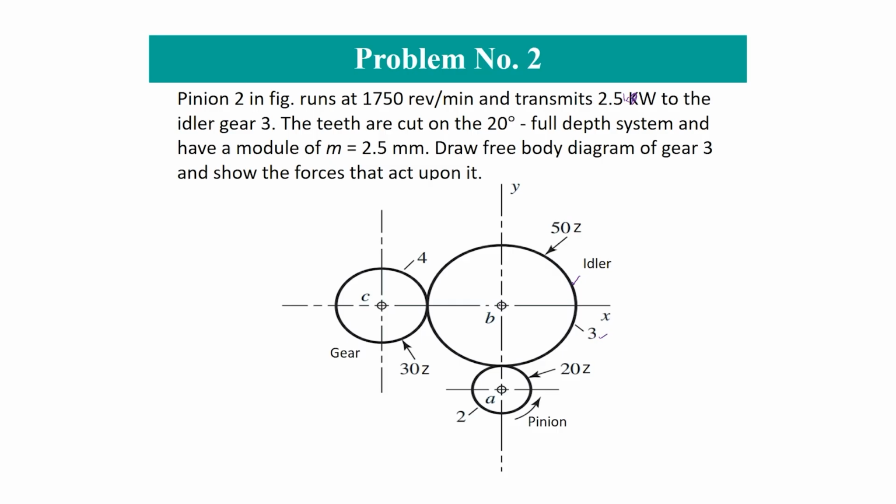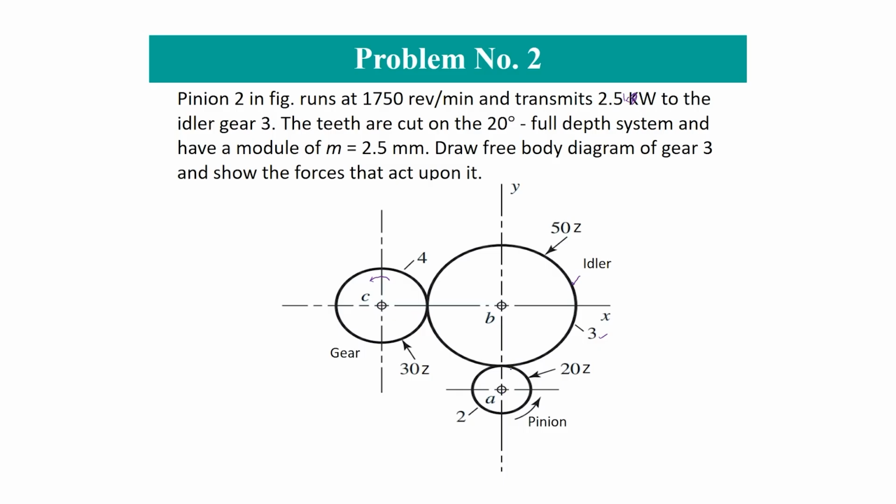Idler means it will not transmit power to its shaft. It will just transmit power from this pinion to this gear, and the advantage of this idler will be that the direction of rotation of the pinion and gear will be same. If it is rotating in an anti-clockwise direction, this will also rotate in an anti-clockwise direction, and thus if A is the driving shaft and C is the driven shaft, both the shafts will rotate in same direction.